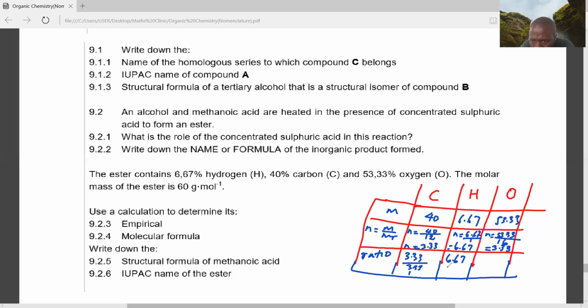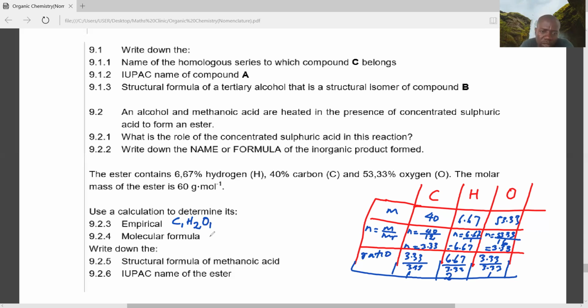6.67 divided by 3.33. We divide by the smallest number. 6.67 divided by 3.33 will give us, to the nearest whole number, 2. This will give us 1. This will give us 1. So it means the empirical formula of this is C1H2O1. So this is the empirical formula of this ester.